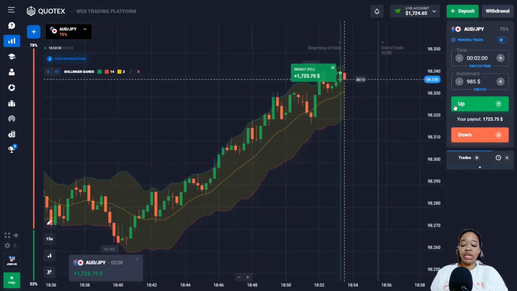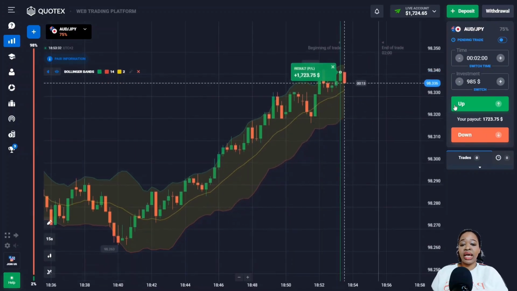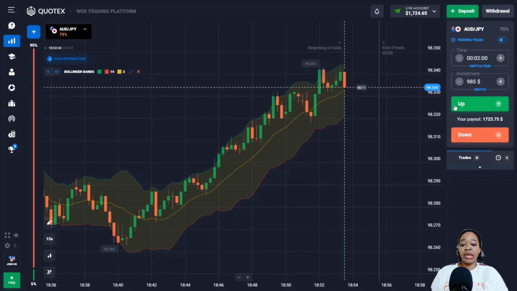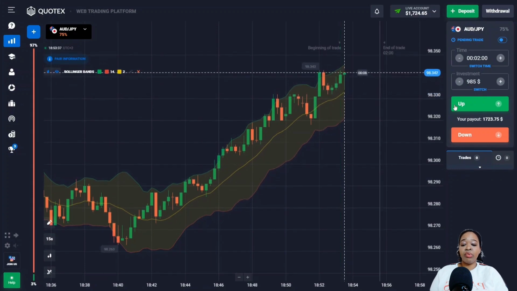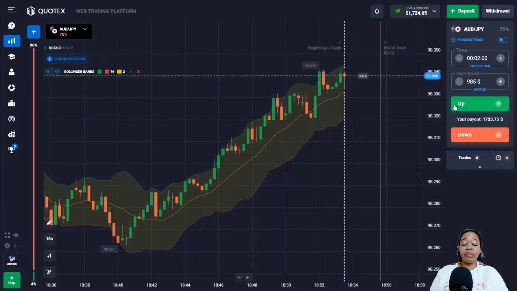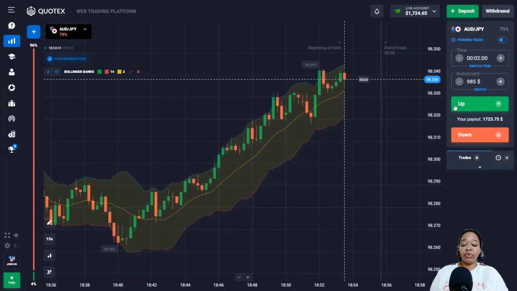So during this trade, the price managed to test the middle line, then updated the maximum and tested the upper limit. Thus, I was able to take a good upward movement from here and make very good profit. So let me go on.